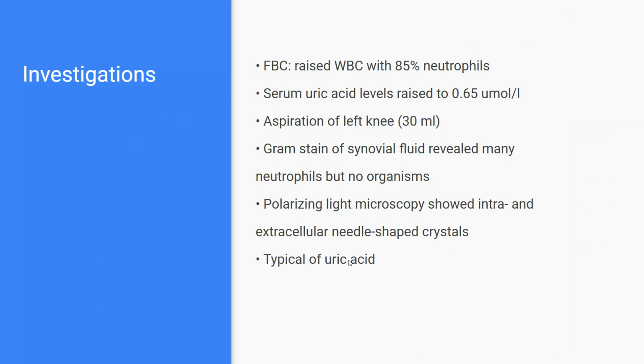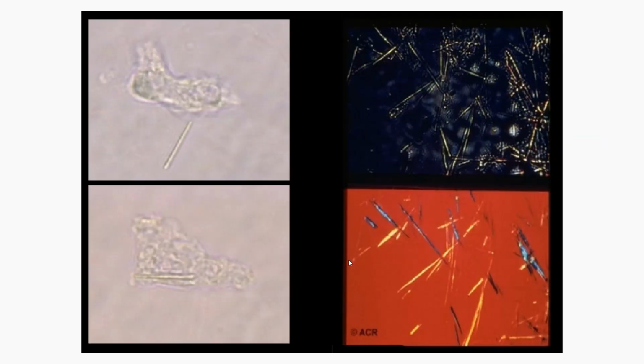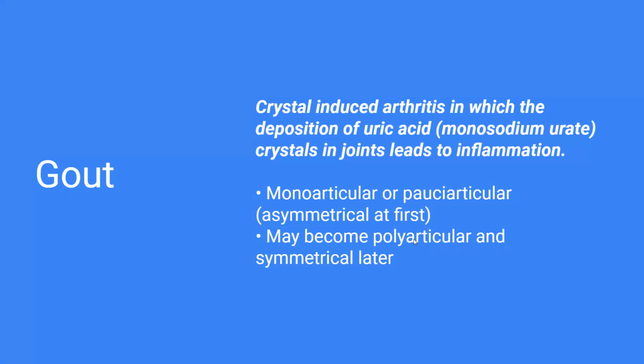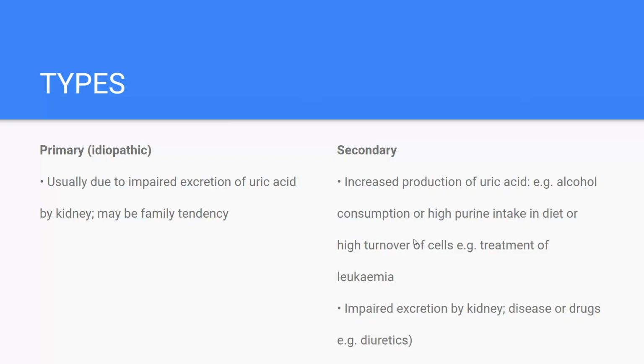So typically a buildup of uric acid, needle-shaped crystals, possibly birefringent, is characteristic of gout, and that's what they look like. Quite needle-shaped. Right. So gout is a crystal-induced arthritis because of the deposition of uric acid, the chemical actually responsible for it, which is monosodium urate. It could be mono or polyarticular, so one joint or multiple joints. Usually tends to become polyarticular and symmetrical later if not managed properly and promptly.